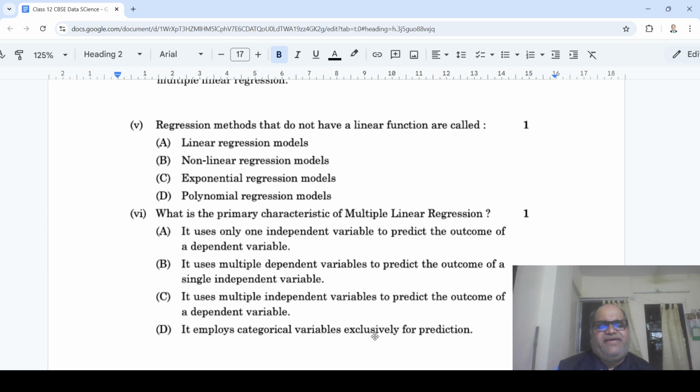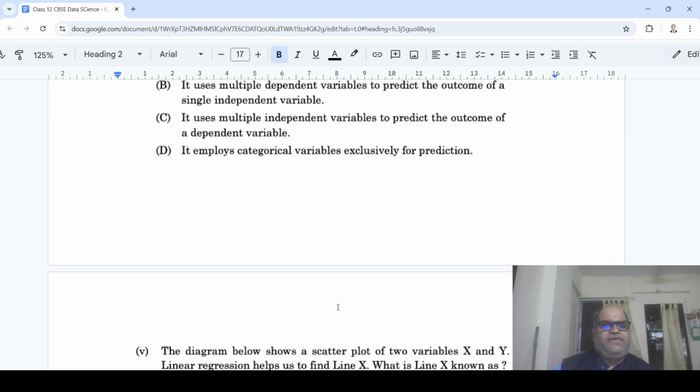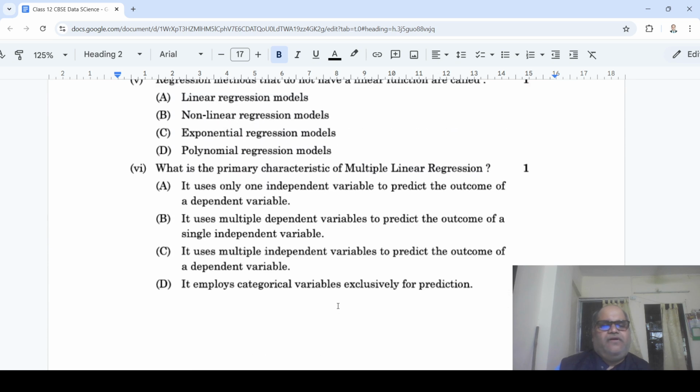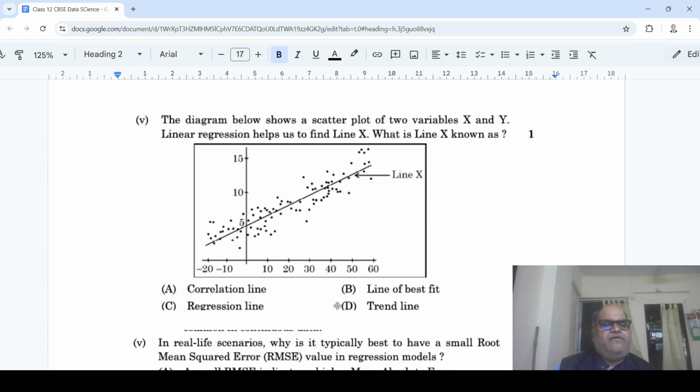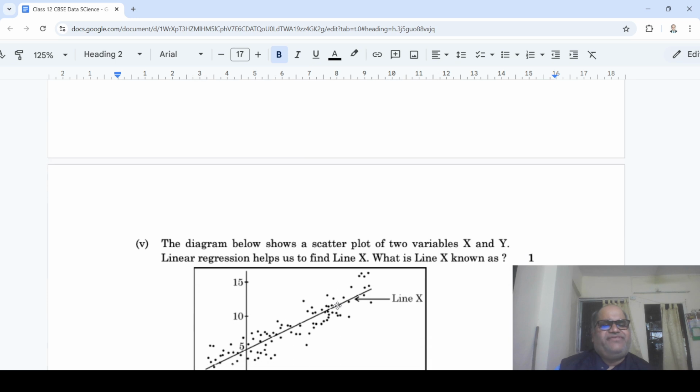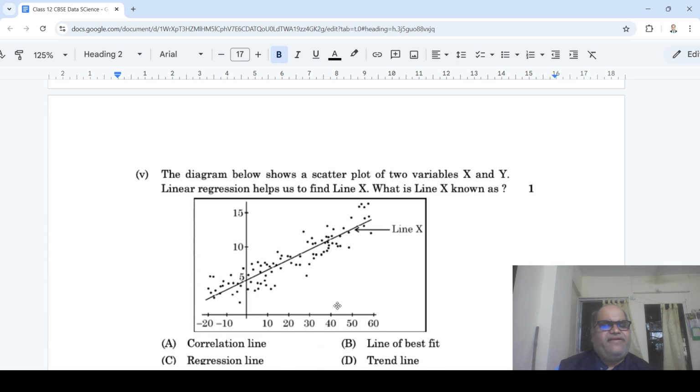What is the primary characteristic of multiple linear regression? It uses only one independent variable to predict the outcome of a dependent variable? No. It uses multiple dependent variables to predict the outcome of an independent variable? No. What is the difference here? It uses multiple independent variables to predict the outcome of a dependent variable. Option C. I'm not reading through option D because it's totally unrelated.